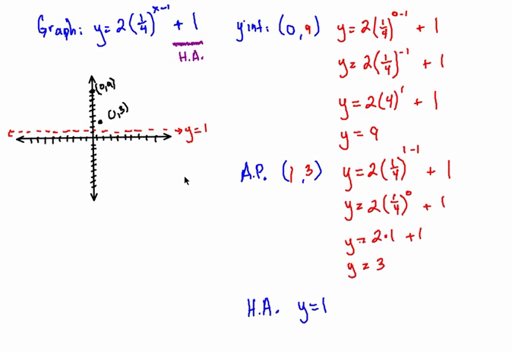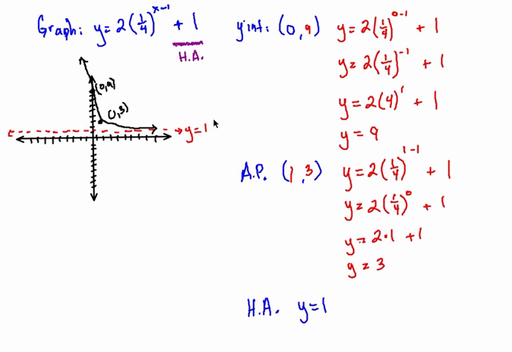And then at this point, we should have enough information to sketch this curve. So it's going to come through these 2 points and curve down and approach the asymptote, but never intersect it, and continuously get closer and closer to it.